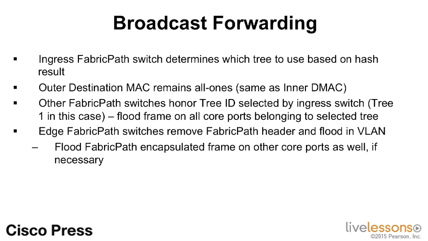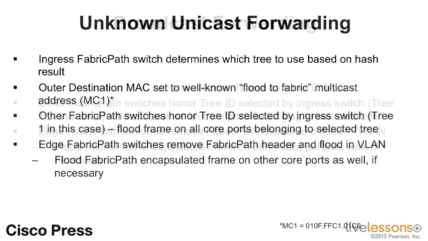As we discussed earlier, the ingress FabricPath switch determines which tree to use based on a hash result. The outer destination MAC remains all ones, same as the inner destination MAC. Other FabricPath switches honor the tree ID selected by the ingress switch, tree 1 in this case, and then flood the frame on all the core ports belonging to the selected tree. Edge FabricPath switches remove the FabricPath header and flood in a VLAN. We flood the FabricPath encapsulated frame on other core ports as well, if necessary.